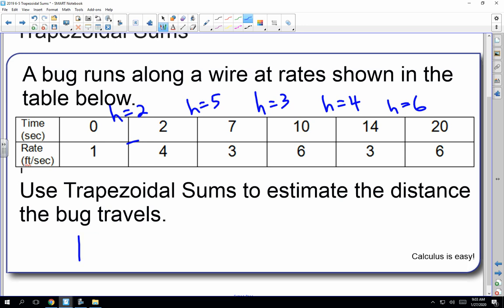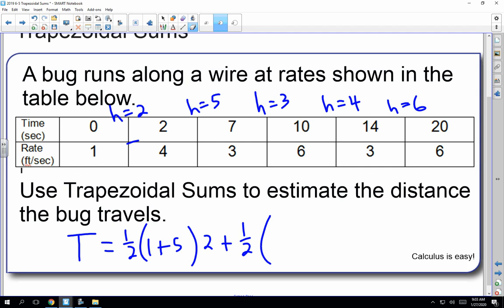So trapezoidal sums, we have T equals one half base 1 plus base 2 times the height. So think of a bunch of trapezoids going on here. Base 1 is 1, base 2 is 4, so it's 1/2 of 1 plus 4 times 2, plus 1/2 of, I gotta write 5, 1 plus 4 times 2.